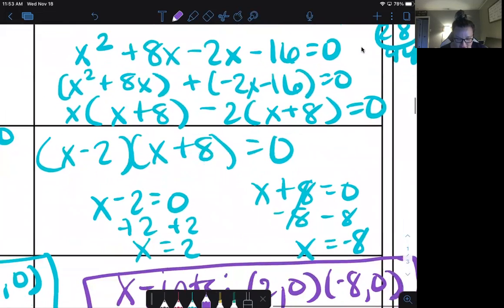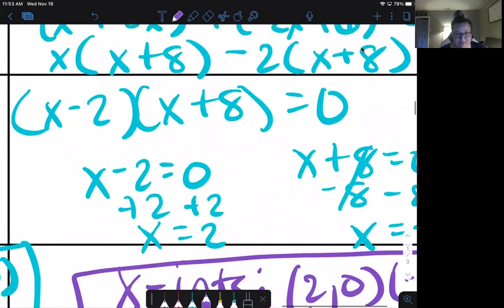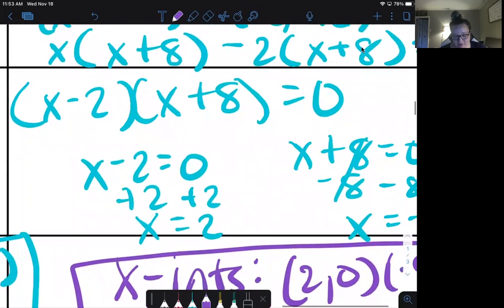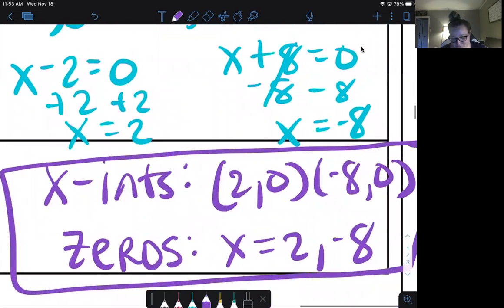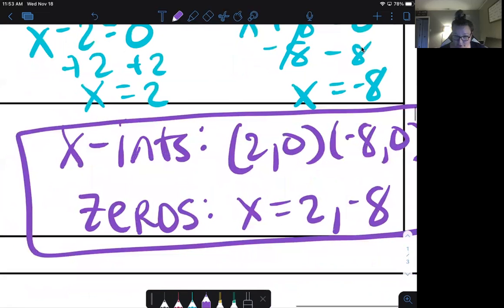I was able to factor it to be x minus 2 times x plus 8 equals 0. Then I set each factor equal to 0, solved for x in each. Then I rewrote my answers, of course, as x-intercepts and zeros. All right, so let's do one more problem.